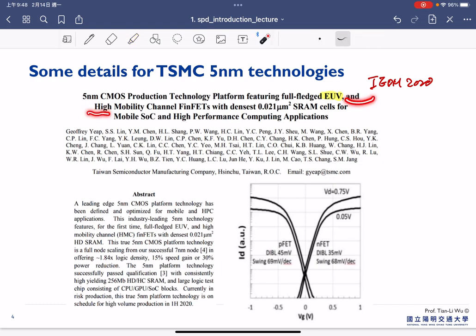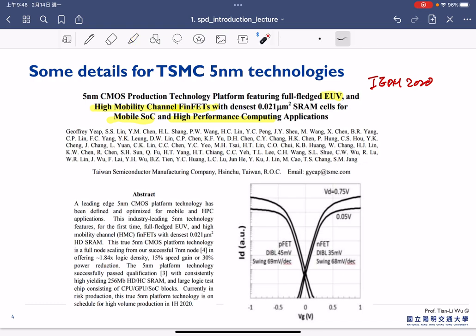And the high mobility channel, and also the FinFET, with a density of certain SRAM cell for mobile. This is for the mobile SoC, and also for the application of high performance computing here. Is the mobile referring to the SoC? Yes, the mobile SoC is a system on chip used in the mobile phone here.